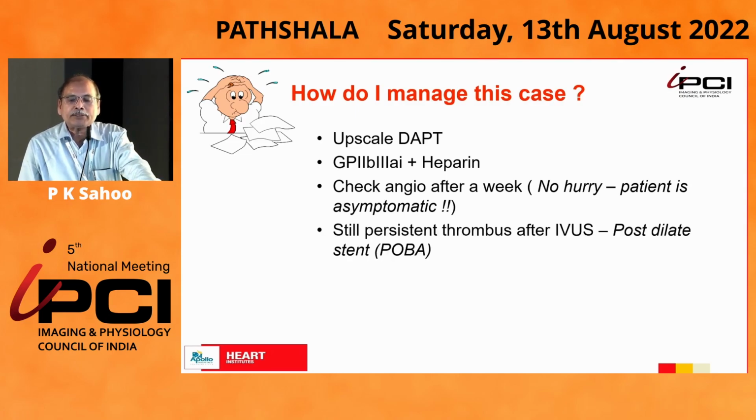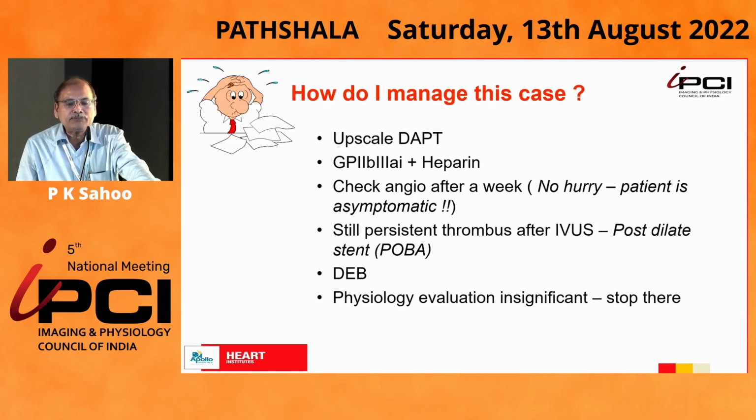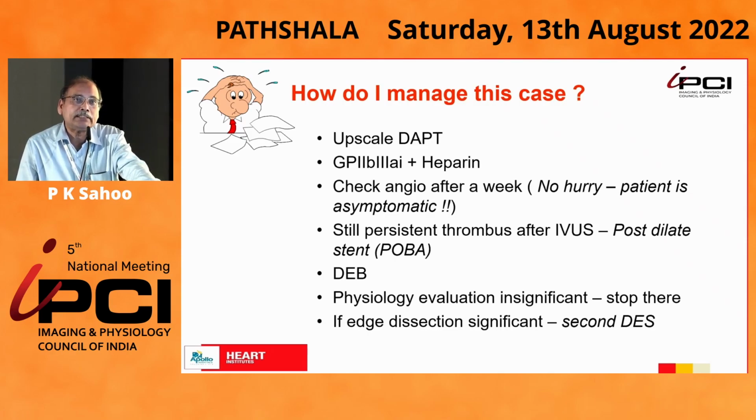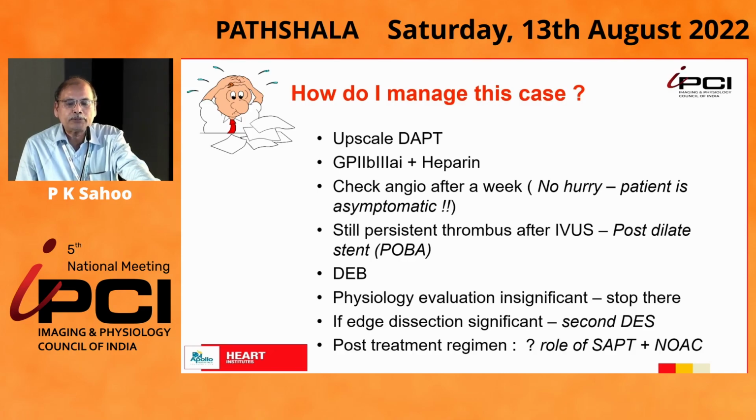Next, if there is still persistent thrombus after IVUS, I'll post-dilate the stent because there's a grossly malapposed stent. Do just a plain balloon, possibly a DCB, and then do a physiological evaluation for insignificant and stop there. Or if the edge dissection is significant, then put a second DES at the edge. And for the post-treatment regimen, possibly think of a SAPT with a NOAC.